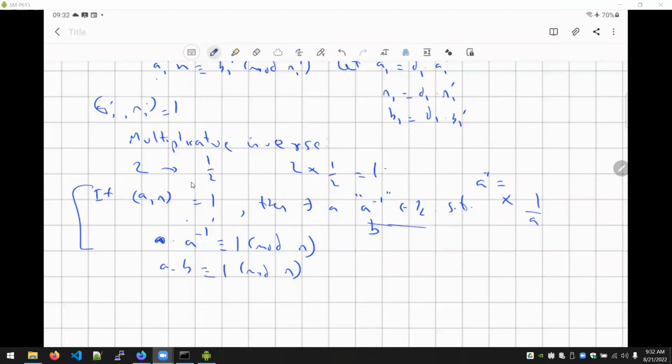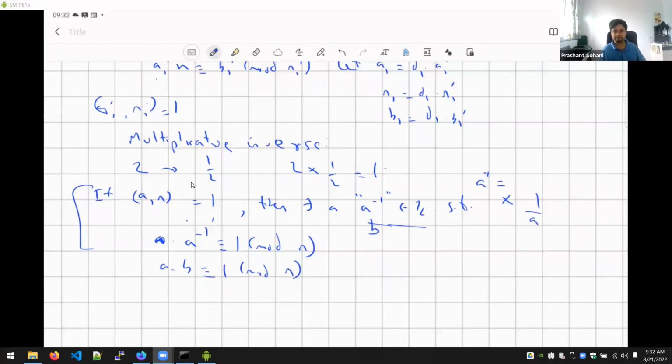So why will such a b exist? Sir, I did not understand that notation, a raised to minus 1. No, this a is the English thing. Oh, okay, okay, sir.